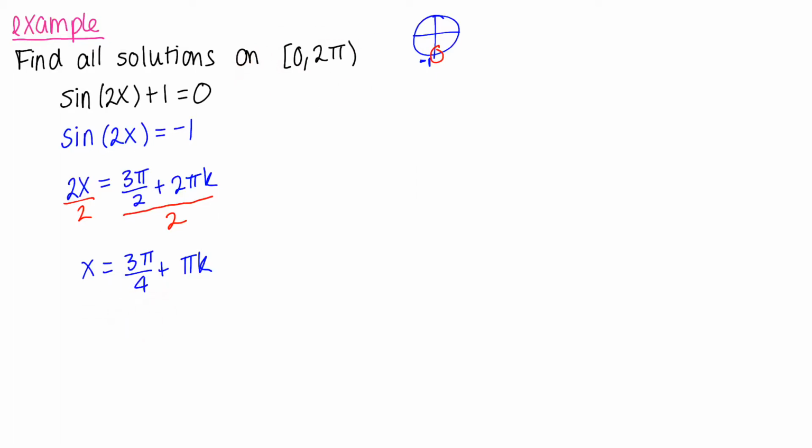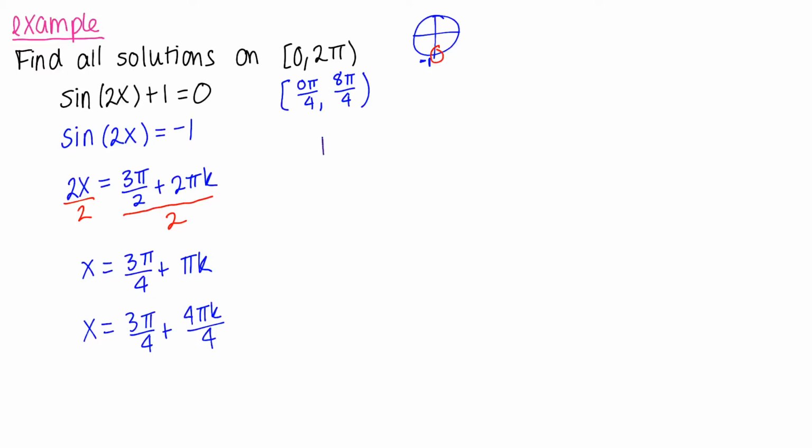Now, notice that we have a 4 in our denominator here. I'm going to go ahead and rewrite this as x equals 3 pi over 4 plus 4 pi k over 4. So I'm writing it with the denominator 4. And then I'm also going to come up to my interval and write my interval in terms of pi over 4s. So this is like 0 pi over 4, comma, and then 8 pi over 4. So anything that's greater than 8 pi over 4, we're not going to use as an answer.